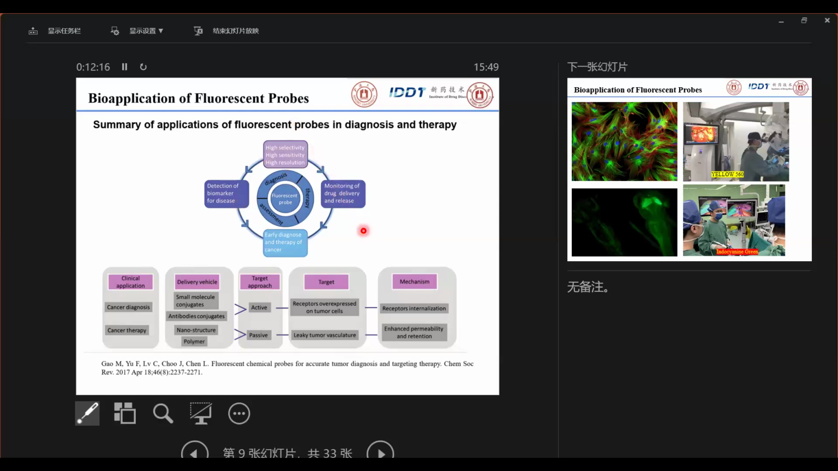Okay. And we can also use it for drug delivery. With some fluorescent probes we can see where exactly the drug is. For example, how the drug is metabolized in the body, where it is, whether it's in the liver, in the heart, or goes to the brain. So we can use the fluorophore to detect where it is. Also, it can be used for early diagnosis and therapy of cancer.